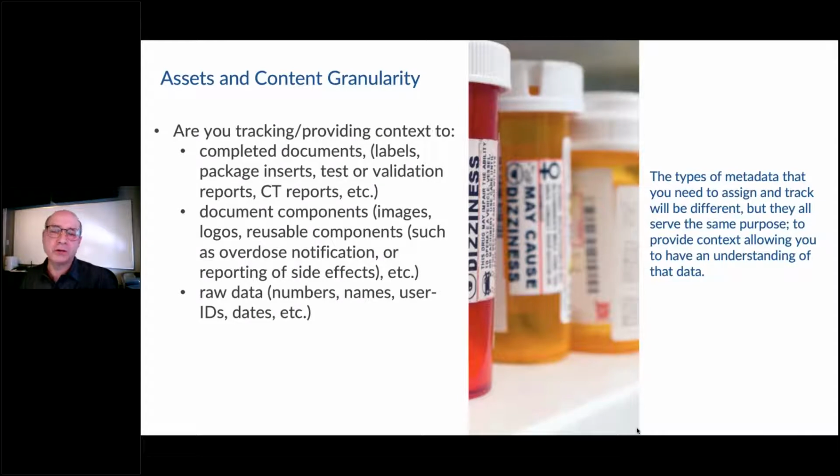You have to consider this level of granularity when you're working to define the metadata strategy. Remember, the point is to provide context to the data that you have or might be creating in the future. Next.